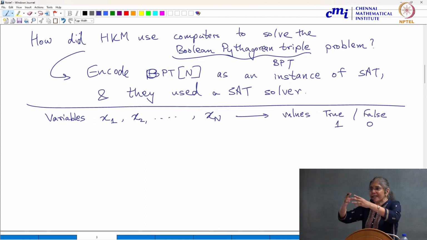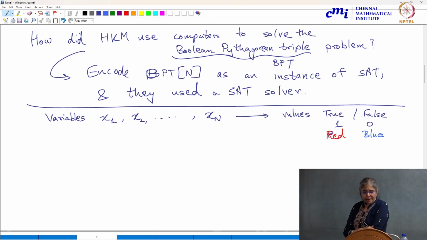And just as we say, can the numbers be put into these two sets, we want to now say, can these variables be given values true or false? So let's say that true means that it goes into the red set, and false means that it goes into the blue set. So what we want to ask is, can I assign values true or false to the variables x1 to xn, which is the same as saying, can I put the numbers 1 to n in these buckets, red and blue, such that. So now that such that, how do we say that in the language of SAT?